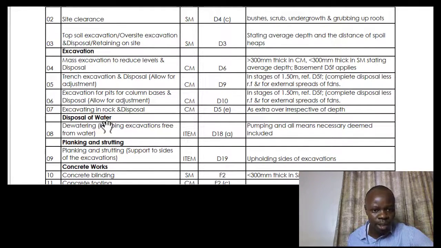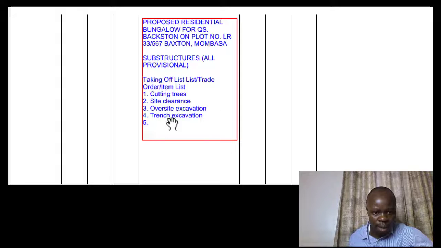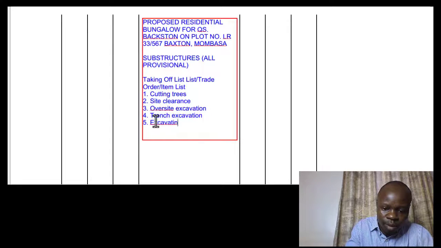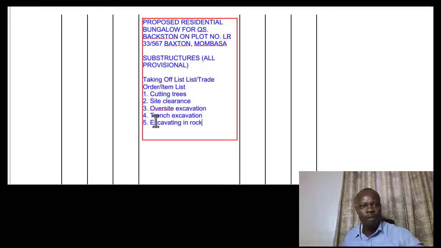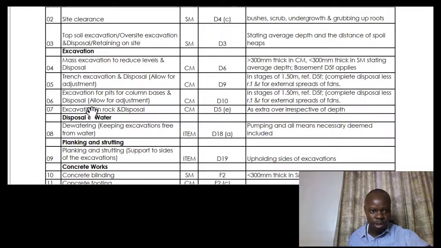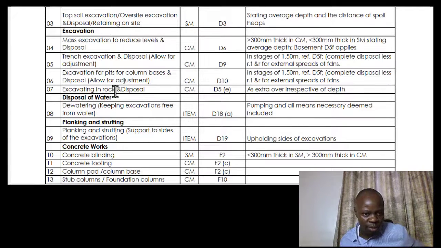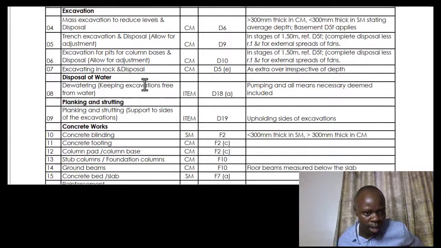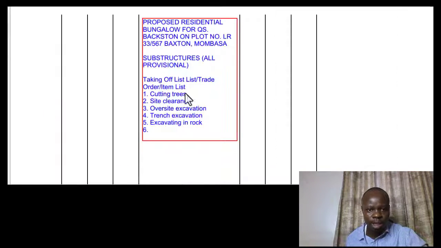Then we'll go to excavating in rock. We'll also assume that we have some rock. So this is excavating in rock. We'll allow for the same. Also we'll measure it for our coverage. And then the next items we'll talk about are, after skipping the excavation for pits, the disposal of water and planking and strutting. We'll talk about the same. We'll talk about that as well.